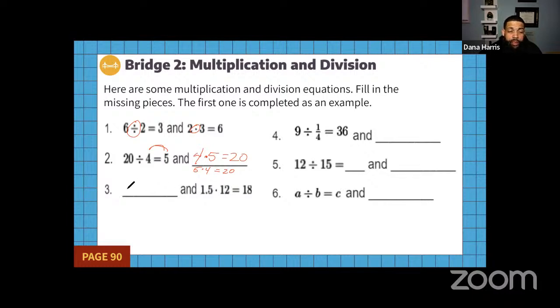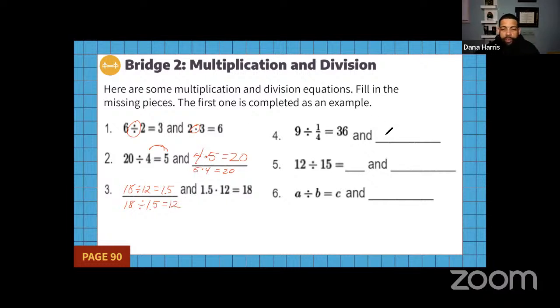Number 3, notice it has multiplication here. So we've got to make a division equation. Well, we want to start with this 18. And so we could say 18 divided by 12 equals 1.5, or we could also say 18 divided by 1.5 equals 12. Either one of those works.